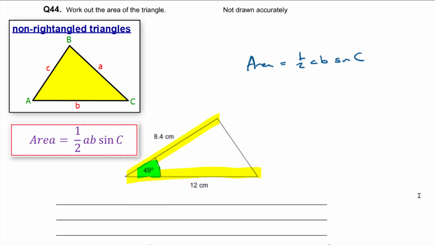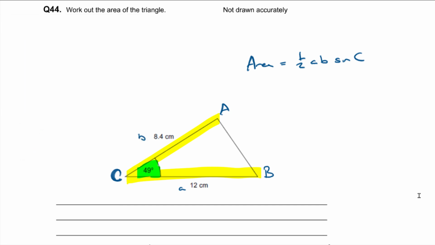If you think about it, if this was angle C, then these two would be A and B, and so this would be A and this would be B. So I would have A, B, and sine C. Okay, so it has to be the two sides and the angle between them that is the one you want. Okay, so here I'm going to get area equals a half times A, which is 12, times B, which is 8.4, times the sine of C, which is 49.